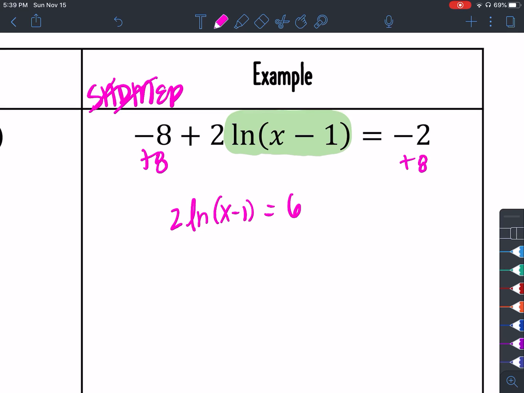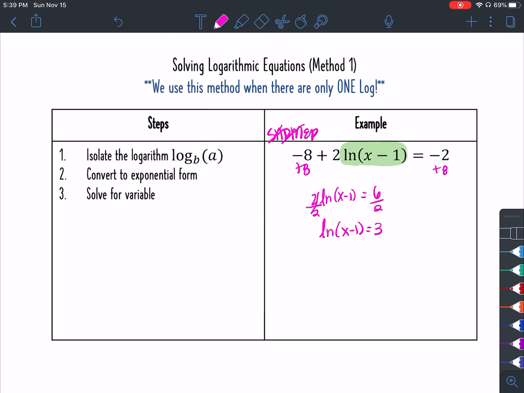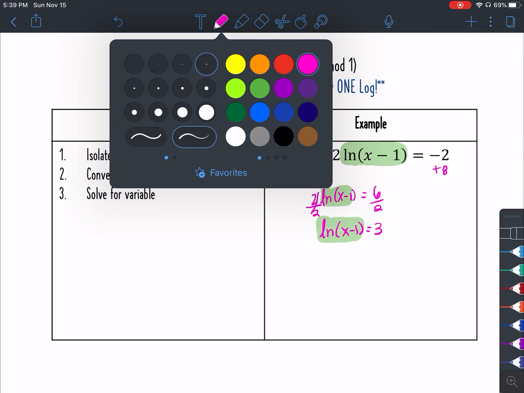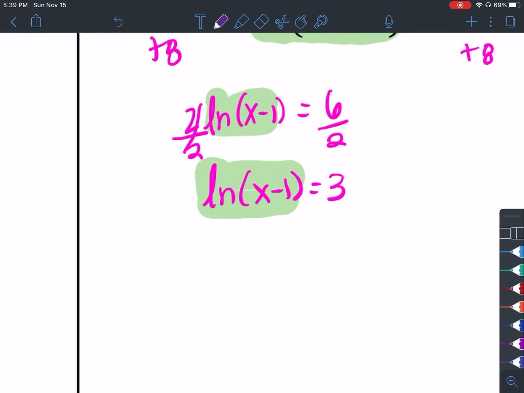Now divide and multiply. I'm going to get rid of the 2. So I've done step 1. I've isolated the logarithm. So the only thing on this side of the equation, you've been following it, is the logarithm. So the ln of x minus 1. Now that I've done that, I'm ready to convert it into exponential form.